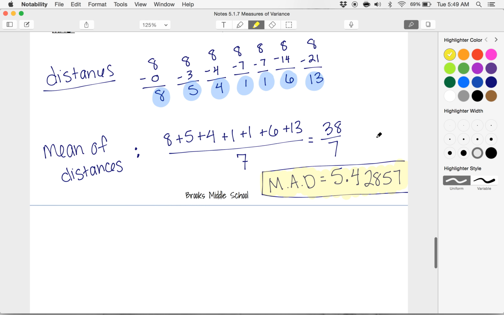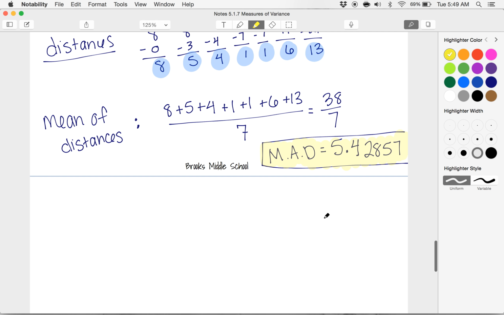All right, kiddos, it looks like that's all for today. Remember, today we talked about mean absolute deviation. We talked about measures of variance, which includes range, interquartile range, and mean absolute deviation.